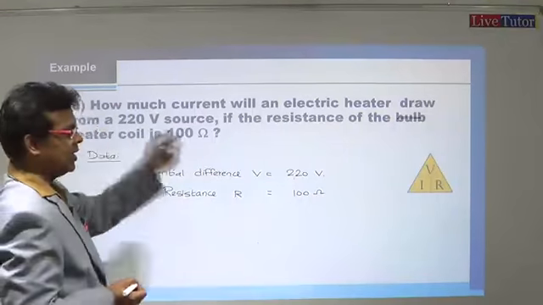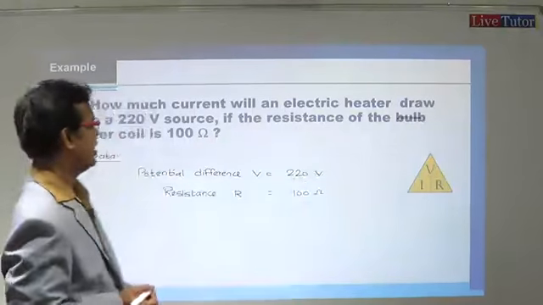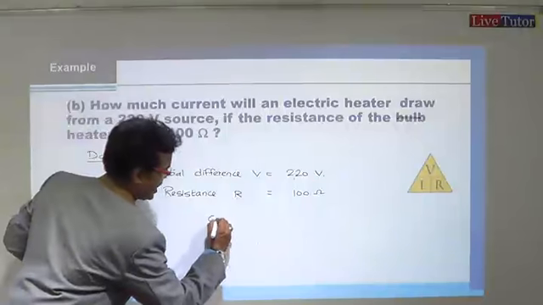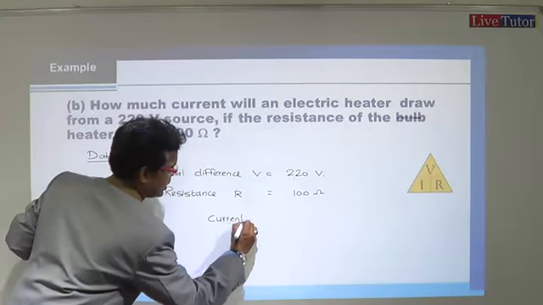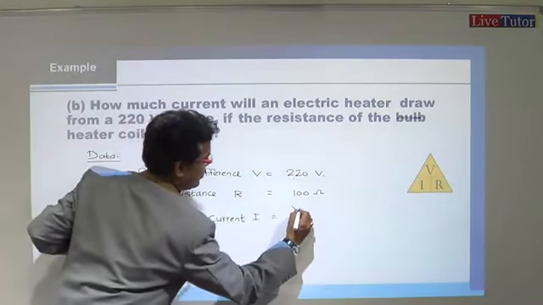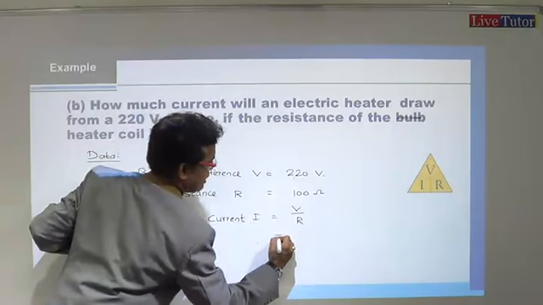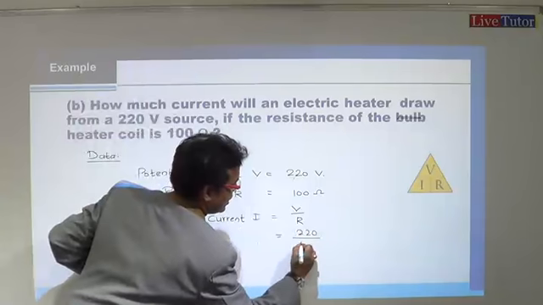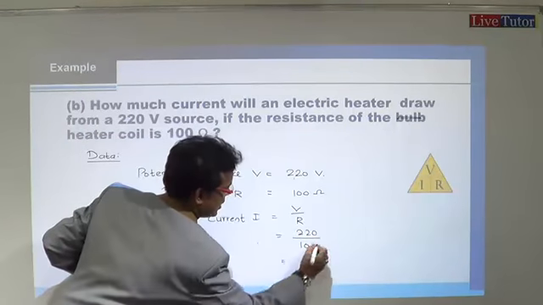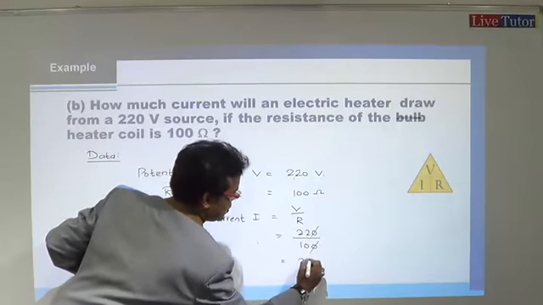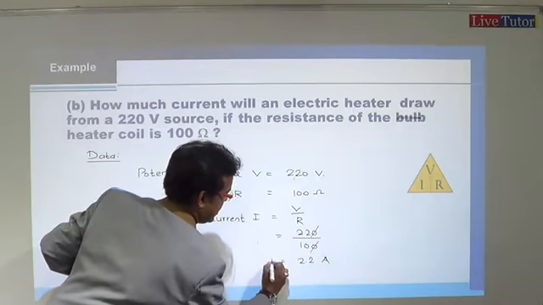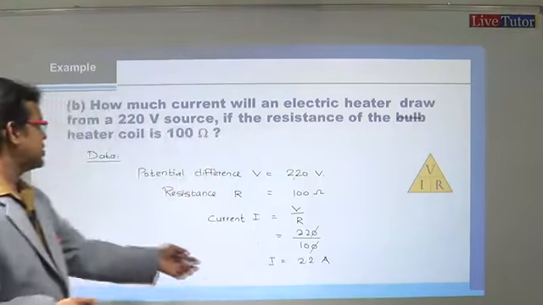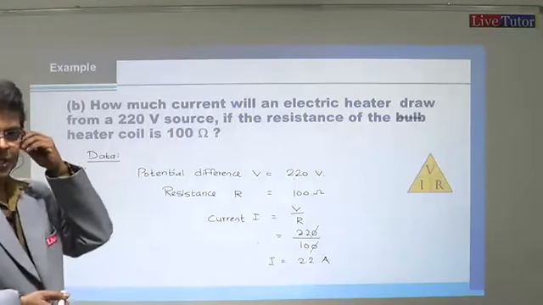The only thing is that using this formula, we are going to take V by R. So, what is the question? How much current? So, current I is equal to V by R. That is equal to, V is 220 here, resistance is 100. Cancel 0, it is 2.2 ampere. So, this is the current which is drawn by the electric heater.